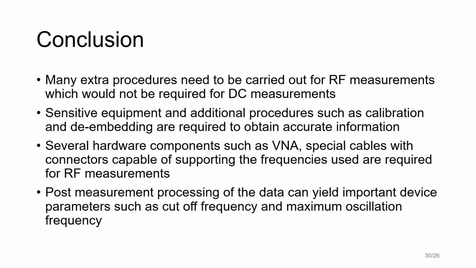So after having performed calibration, measurements, and then de-embedding, only then do we get the real response of the device alone. So in conclusion, DC measurements and RF measurements are a world apart. RF characterization is far more complex, thus demanding far more precautions to be exercised. And we also need several special hardware components, such as well-working and well-maintained VNAs, special cables and connectors, calibration substrates, among other accessories that are essential to perform RF measurements.